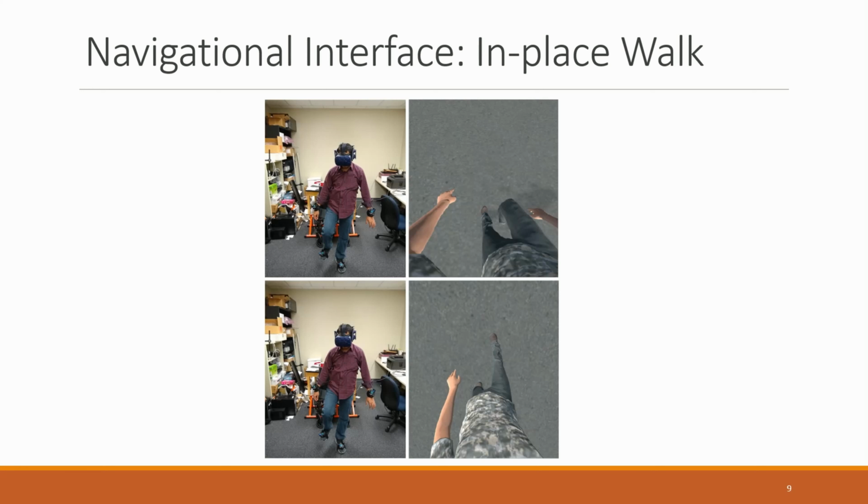The second navigational interface we used in this study was in-place walk. To move forward, the participant had to walk in place, making movements of two feet up and down alternately. To make a turn, the participant had to physically turn to the direction.